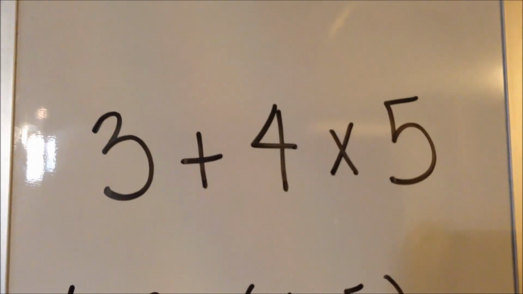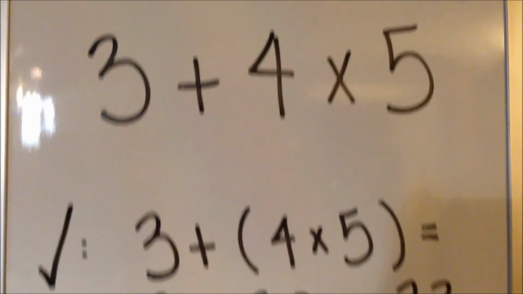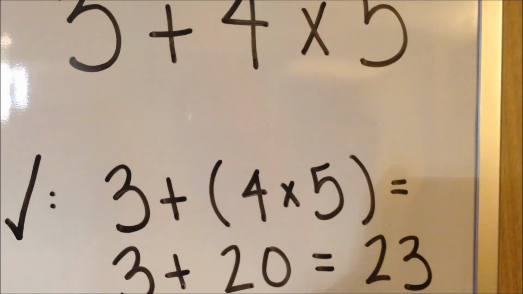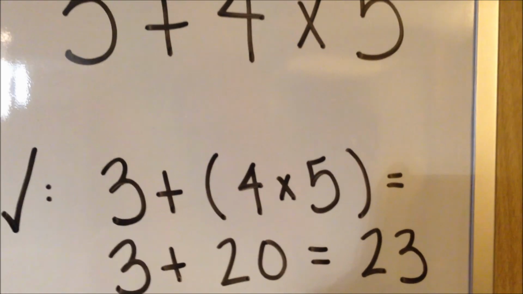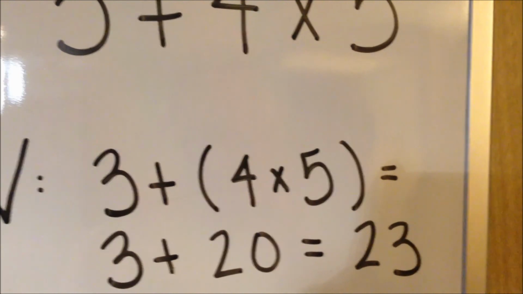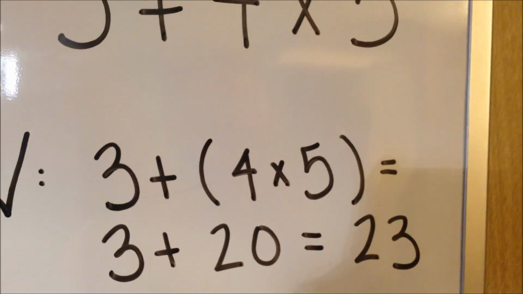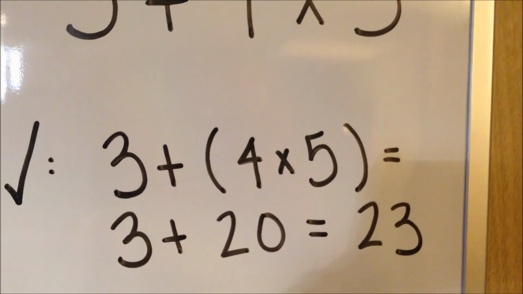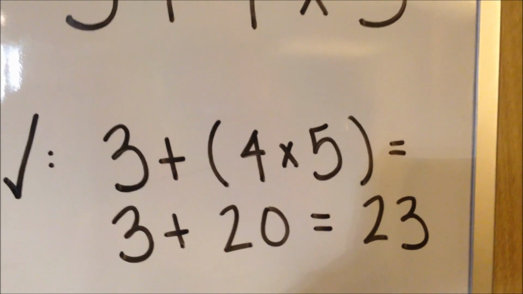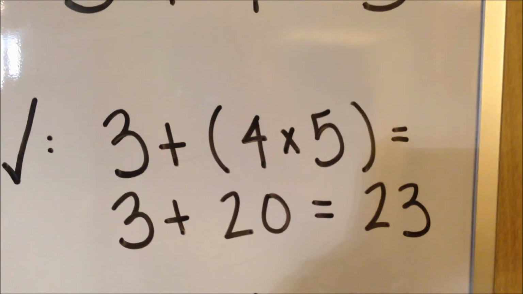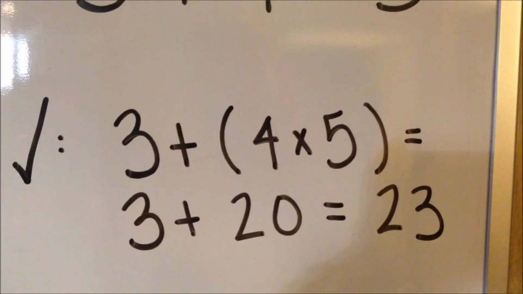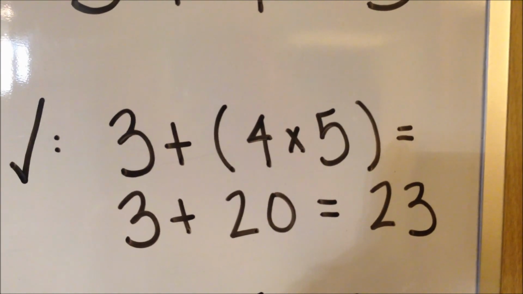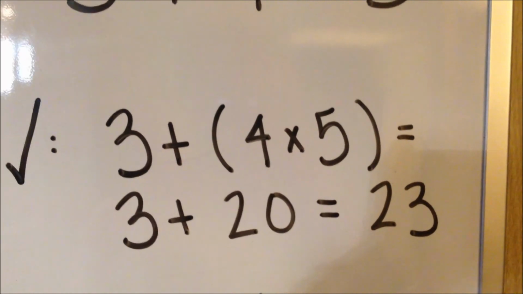So, the correct way to simplify this expression is to first focus on the 4 times 5. Even though it comes after the addition, you still do it first. So we get 4 times 5, which is 20, and then finally 3 plus that 20 equals 23. That is the correct answer. Some people, however, no matter what the operation is, will work from left to right, and that is not always the correct case. Actually, in many cases, it's not correct.